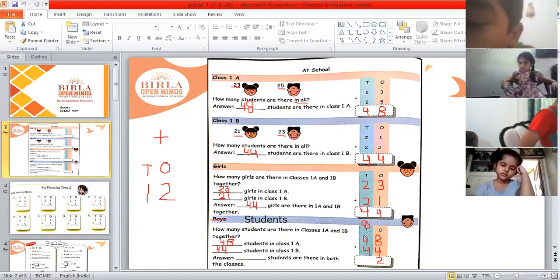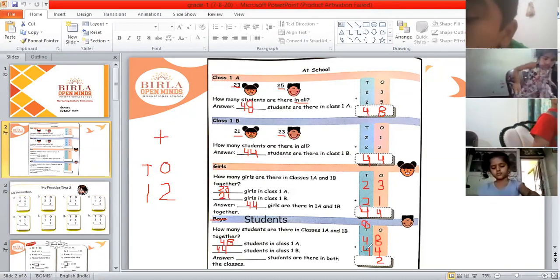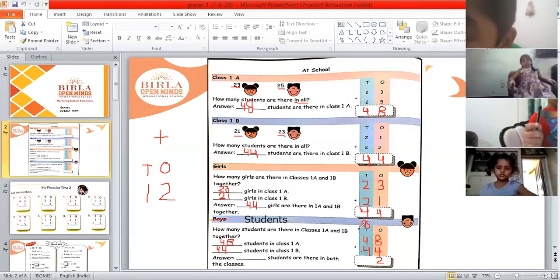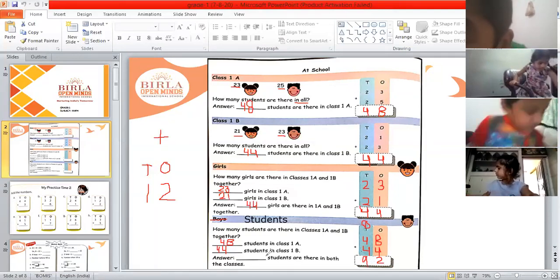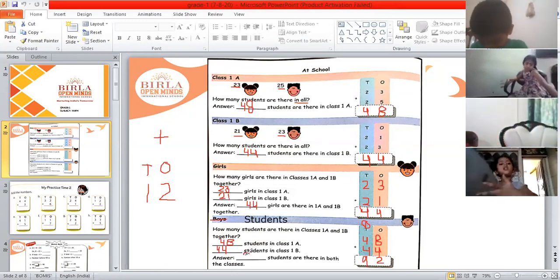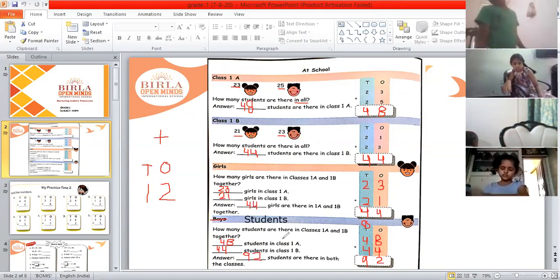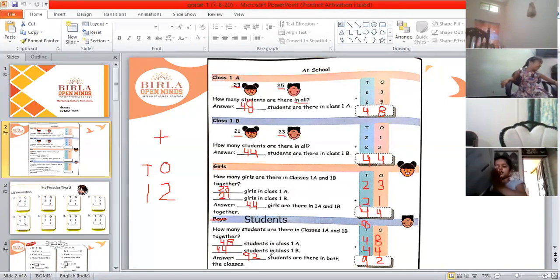Okay children, so 4 plus 4 how much? 4 plus 4 is 8 and 8 plus 1. This carry over also we will add. So 8 plus 1 is 9. So this is 92. And we will write this answer here also in this blank space. So answer is 92. Children, write this answer here in this blank space also. This is 92 children. Okay.